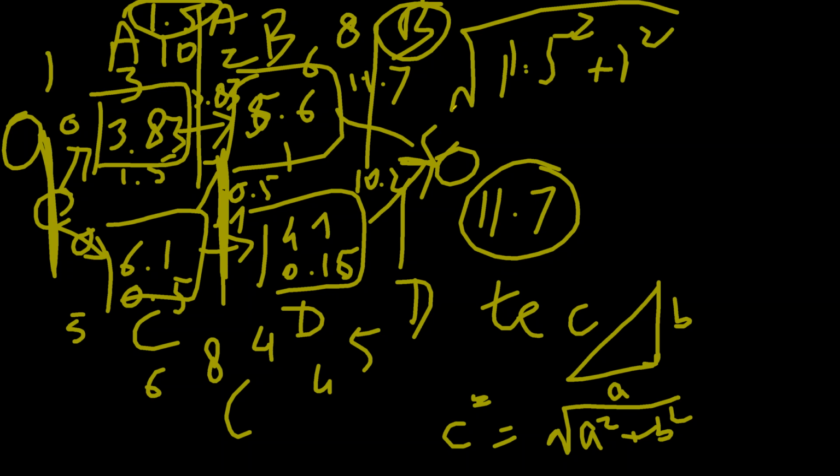What does it come out to be? It is 1.5 square plus 1 square, not 25. So 1.5 square is 2.25, plus 1, 3.25 under root.